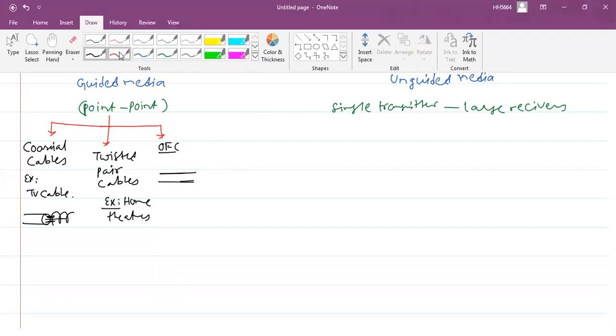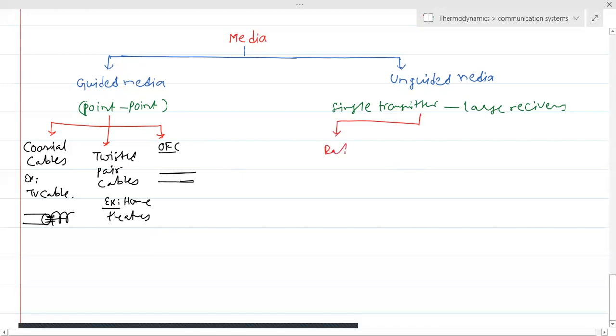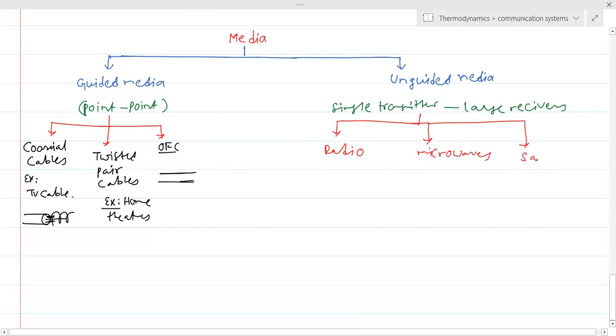Next, when we think of unguided medium, we have radio waves, microwaves, and finally satellite.